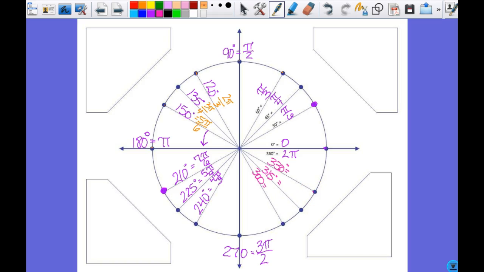All right, so 300. What is 300 for your radians? What's that going to be? Okay, 300. How many 30s is that? 10. How many 60s is that? 5. Which one's easier to use? The 5. So if this is 5 60s, that is going to be 5 pi over 3.